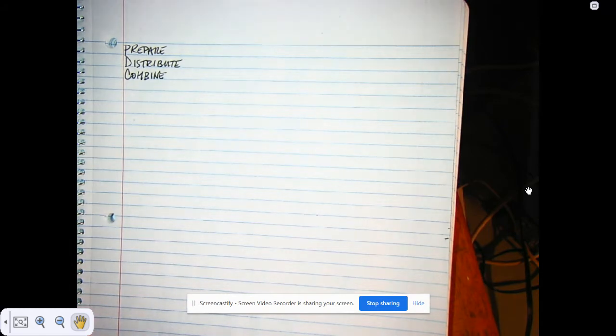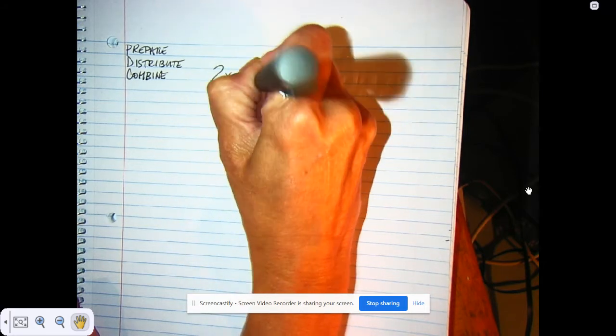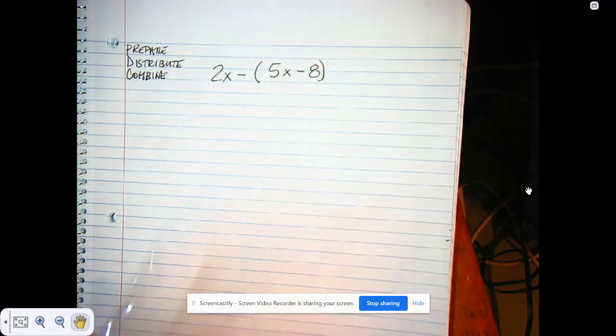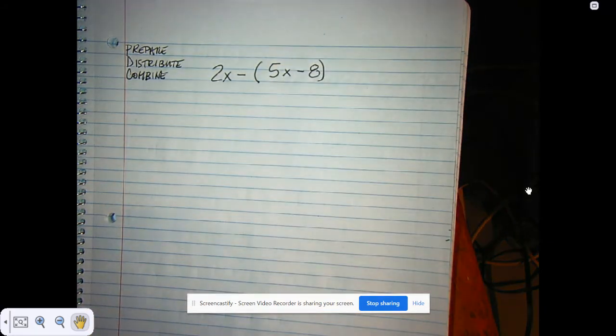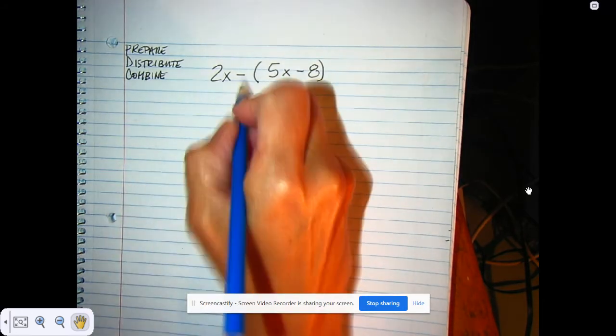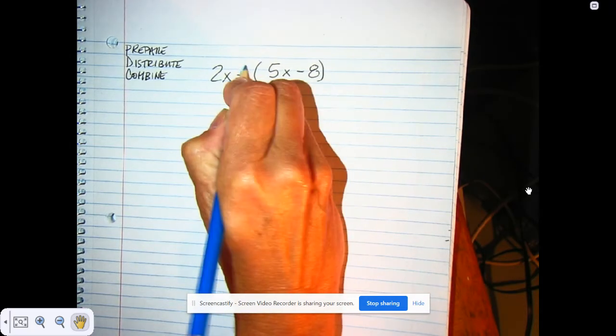A couple of the mistakes that we want to make sure that we point out before you take your test. The first thing is if you have a minus that is right up against the parentheses. For example, in a problem like this, 2x minus parentheses 5x minus 8. If you're going to prepare that, I'm going to put in my invisible ones and change all of my subtractions to add the opposite. So this is clearly a subtraction, so I'm going to change this to plus negative.